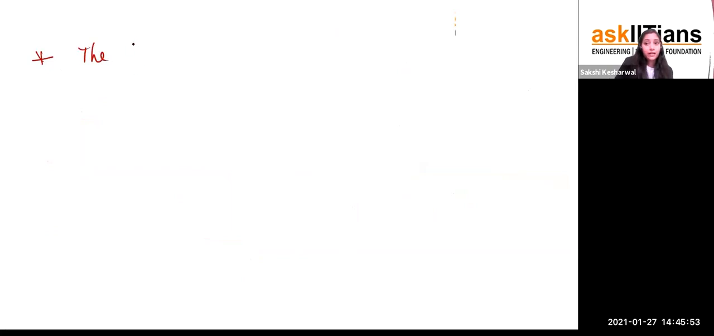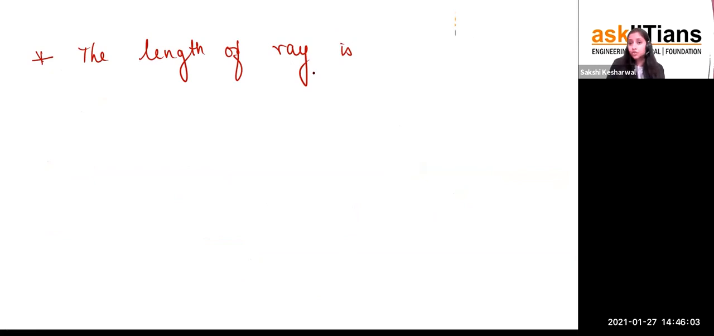The length of a ray is what? Defined or not? The length of a ray is unlimited, we can say, because we cannot draw it on a sheet of paper. The length of a ray is undefined. It's better we write unlimited.